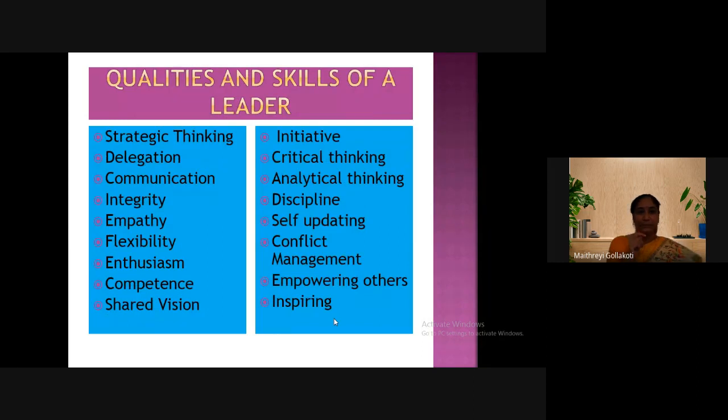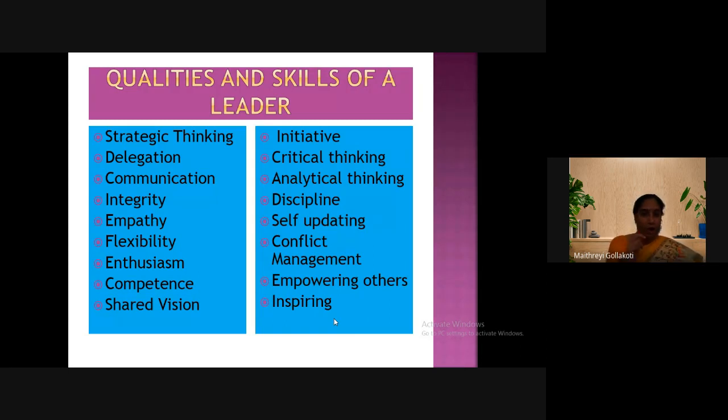Next, yeah. So what are the qualities that make a leader? Let us try to understand that. Now, all the people who I have talked about in the previous slide, all those people possess these qualities, which I am going to explain now. These are the qualities that made them leaders. So let us see what their qualities are. The first one is strategic thinking.